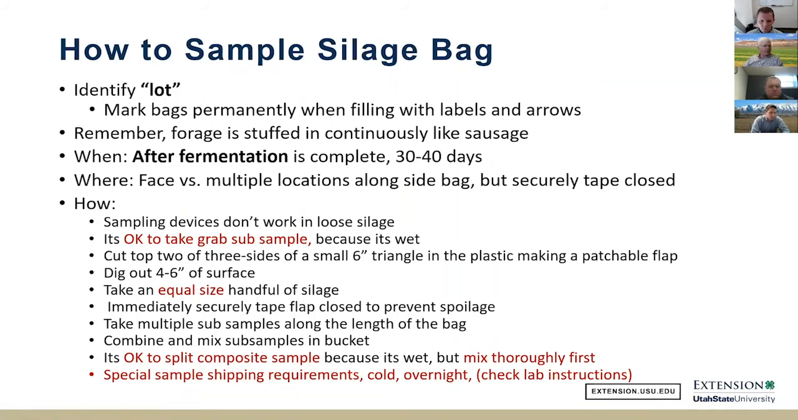You want to sample forage that has been treated the same, had the same treatment. So you can go down the side of the silage bag, cut a triangle shape, about a 6-inch triangle, cut the upper 2 sides but leave the bottom intact, creating a flap, and dig out 4 to 6 inches of the surface of the silage. Take your equal handful size of the silage, put it in your bucket, and then immediately close the flap back up. Make sure the tape you have will securely hold that flap back in place, or it will contribute to spoilage in that bag as air will be introduced into the bag.